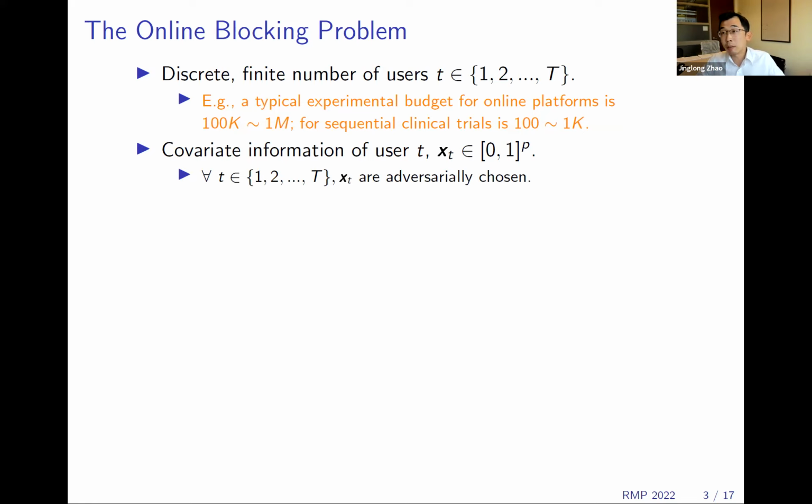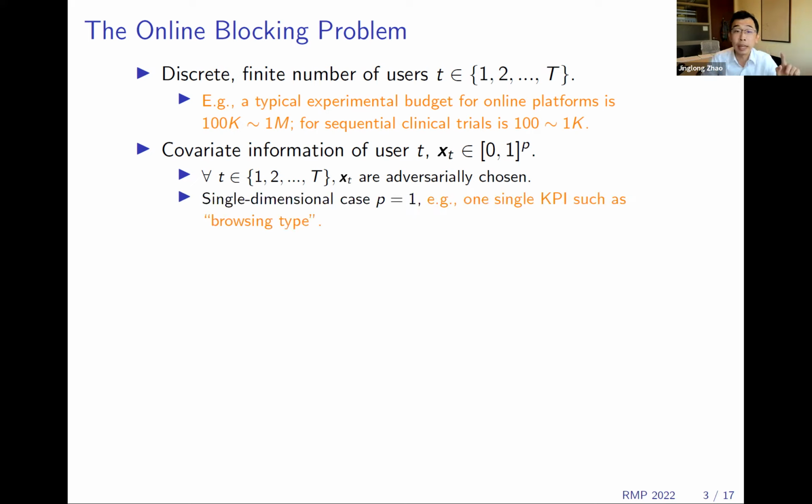Of course, if you have prior historical data, then you can estimate the stochastic distribution. You can definitely do that. But in this paper, we think that an adversarial arrival sequence might be easier to analyze in some sense.